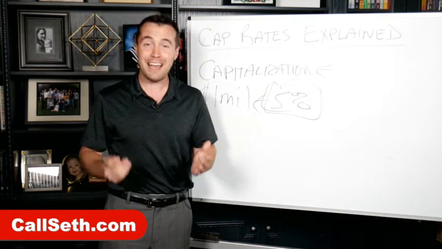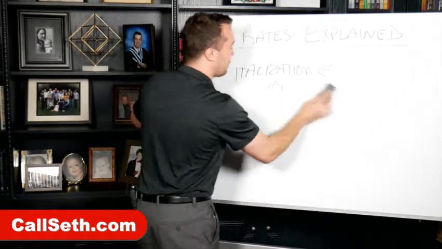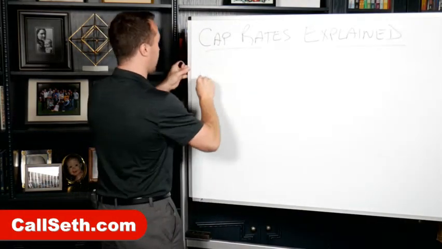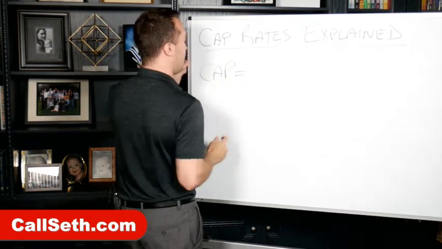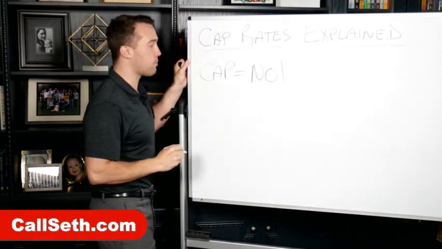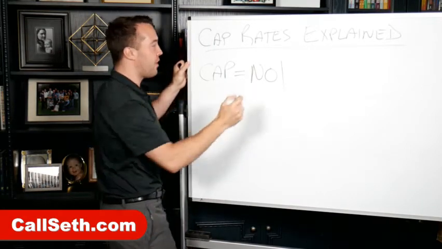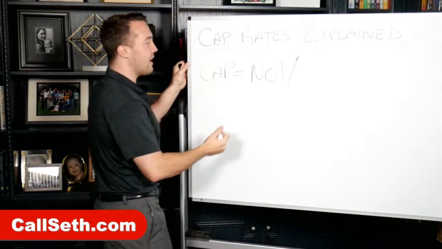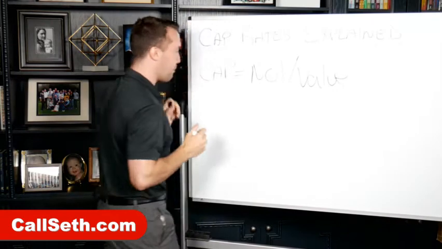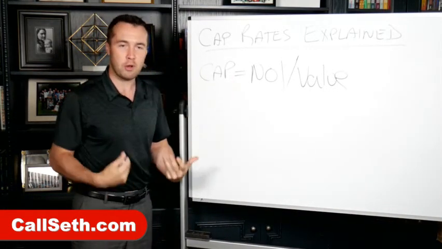So how do we calculate a cap rate? Well, there's a really simple formula we can use for that. A cap rate equals the NOI, the net operating income of the property. And if you have questions about NOI, go over to callseth.com and we'll set up a quick call. You divide it by the value of the property, and that's going to give us the cap rate. This is a really important formula to use if you're talking about cap rates.